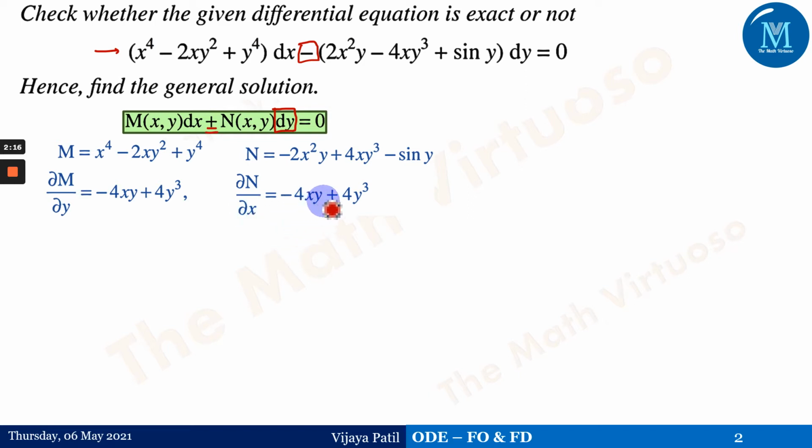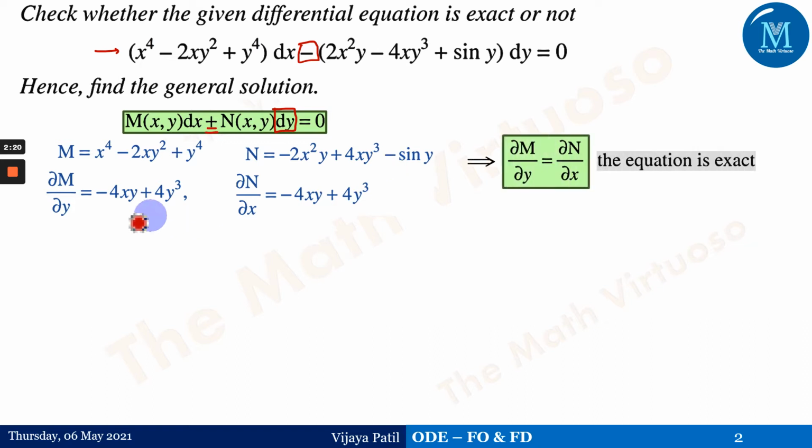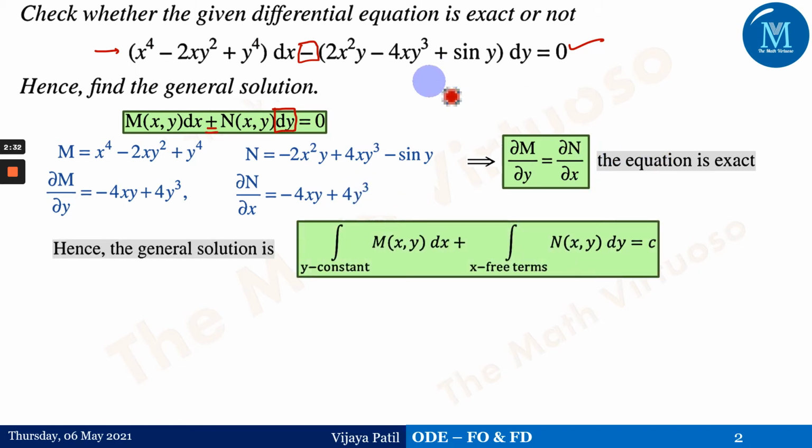Then it is -4xy + 4y^3, keeping y as a constant. And if you observe both of them, ∂M/∂y and ∂N/∂x are equal, and therefore this particular equation is given to us as an exact equation. If this equation is exact, then we can go for the general solution. What is the general solution?